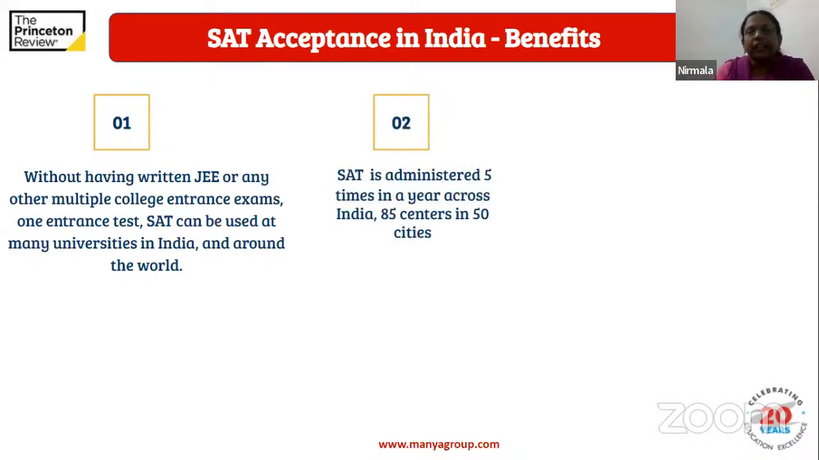The second reason to choose the SAT is that it is administered 5 times a year. It is conducted in almost 50 cities, with 85 plus centers. So you can give multiple attempts within a year. If you are in class 10 or 11, you can give multiple attempts, because it is conducted often, in the months of March, May, August, October, December. So you get a chance to re-attempt the test to get a better score.